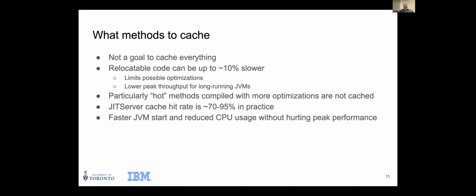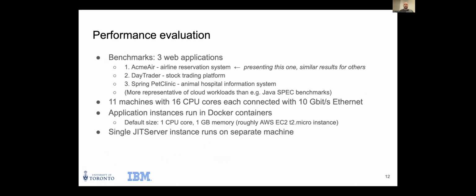So instead, particularly hot methods are recompiled with more optimizations, and the result of that is not cached. The cache hit rate is 70 to 95% in practice, depending on the application. So we improve start performance of the JVM and reduce CPU usage without hurting peak throughput.